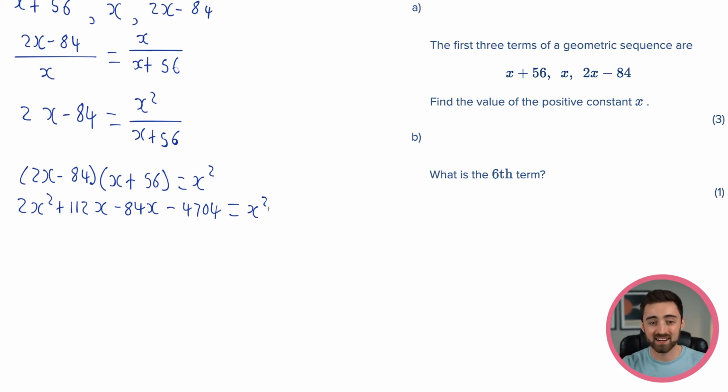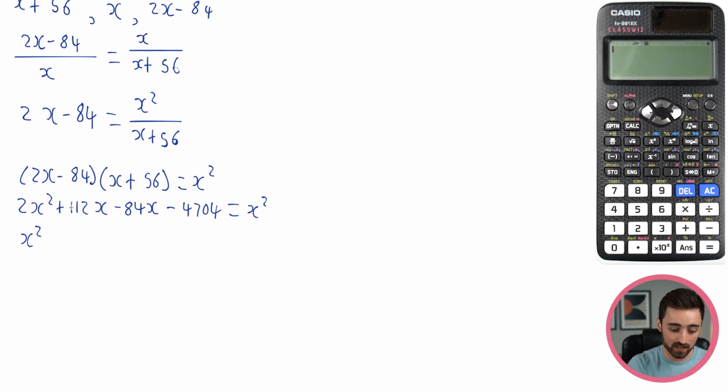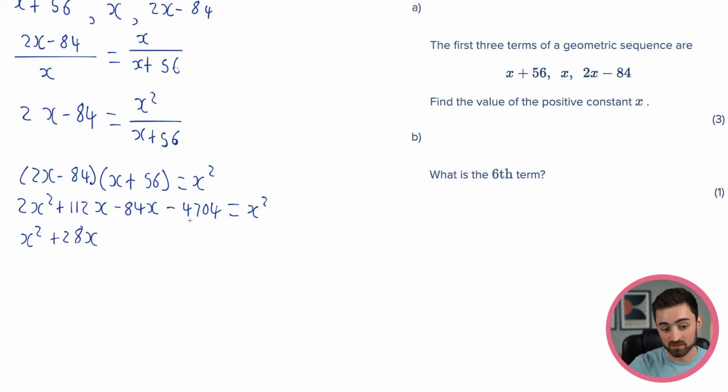Get it all onto one side, clean it up, just stick it in the formula, right? So we're going to take x squared from both sides, so I'm going to get one lot of x squared left, because I had 2 here. In terms of the x's, I've got 112 minus 84 lots of x, which is going to leave me with 28 lots of x. And then this number here is just chilling on its own, isn't it? So that's minus 4,704. All of that equals 0.